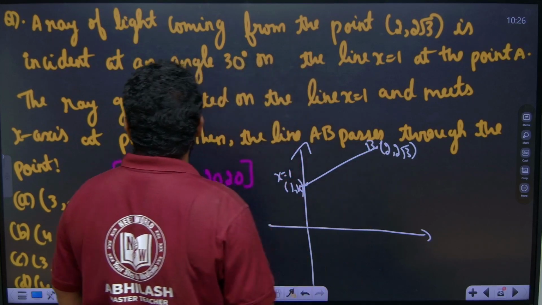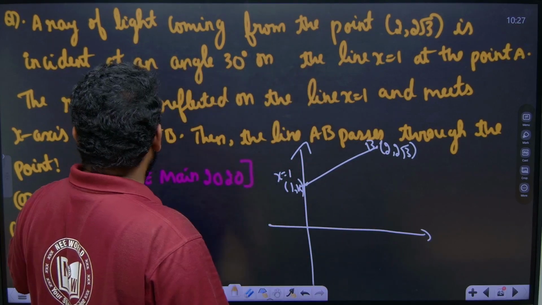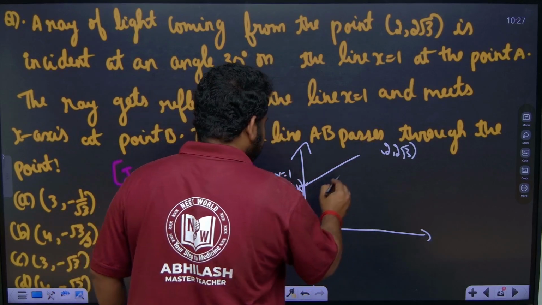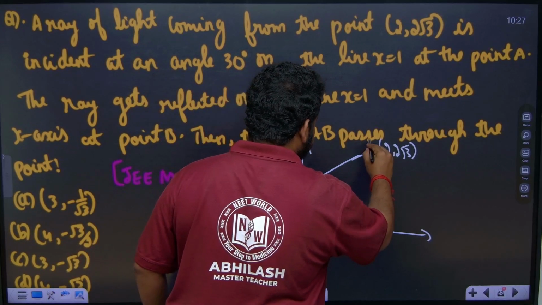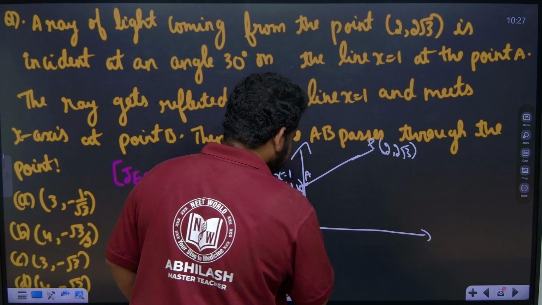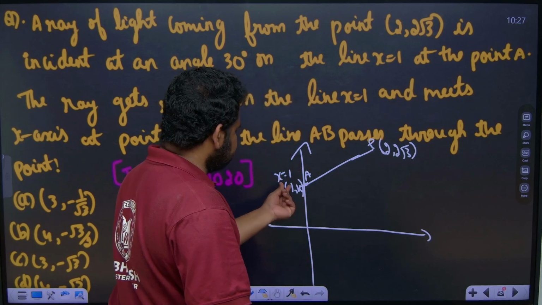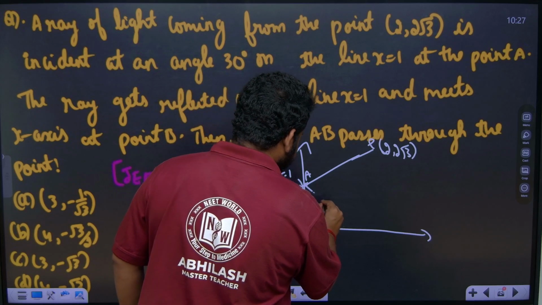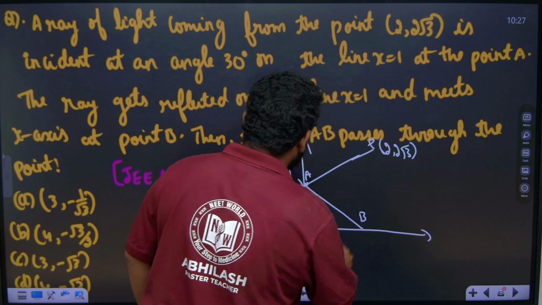Point B is given again later, so let me take this point as P. This is the point from where light is coming. It is striking here and it gets reflected. This is point A. This is nothing but the x axis. One is the x coordinate, and k is the y coordinate, which we don't know, so let us keep it as it is. The ray will come and strike here at point B on the x axis.